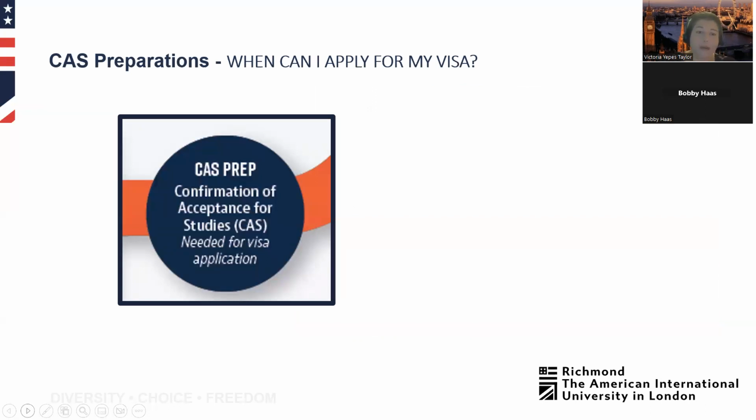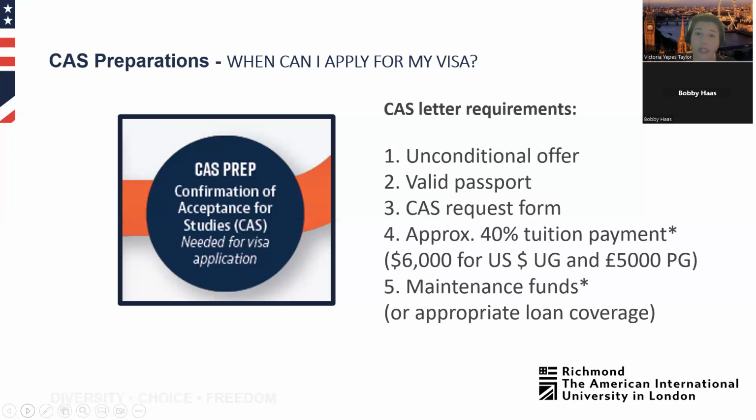So CAS preparations. First of all, CAS, we're going to be saying that a lot. CAS, or CAS as our UK colleagues will say, confirmation of acceptance for studies. So this letter is needed for the visa application. Sometimes students try to log into and get their visa application started, and then they find they can't get very far because they do not have their CAS letter. So before you can get into the visa application, the first step is qualifying for this letter. So what do we need for this letter?